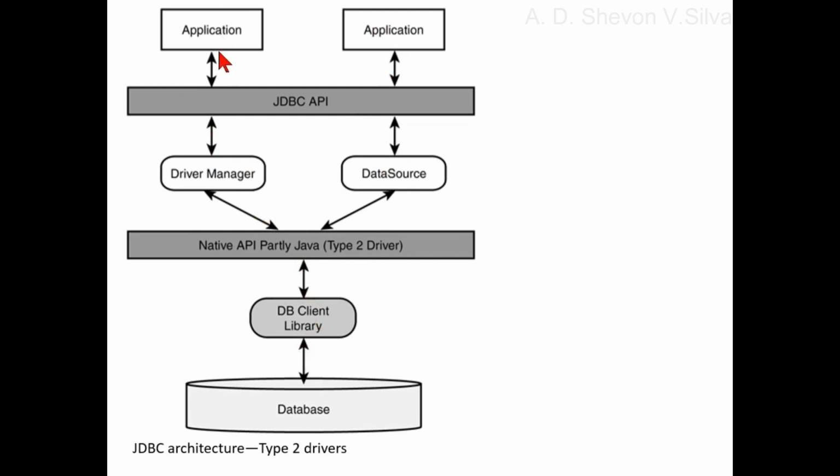Here you can see applications interact with JDBC API. JDBC API interacts with driver manager and data source. Driver manager and data source interact with native API partly Java type 2 driver. Native API partly Java type 2 driver interacts with DB client library. DB client library interacts with database.